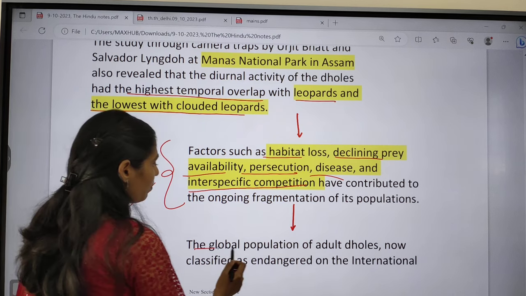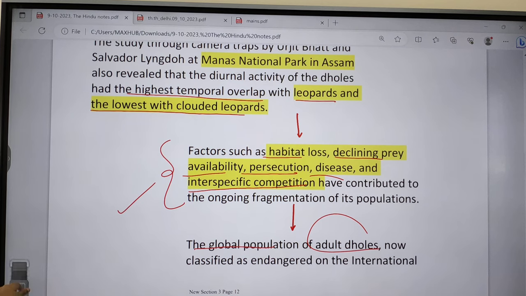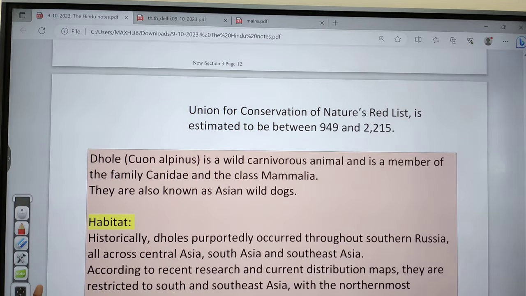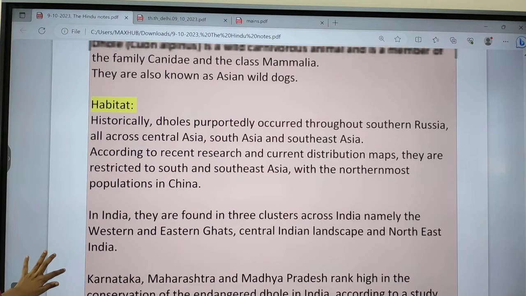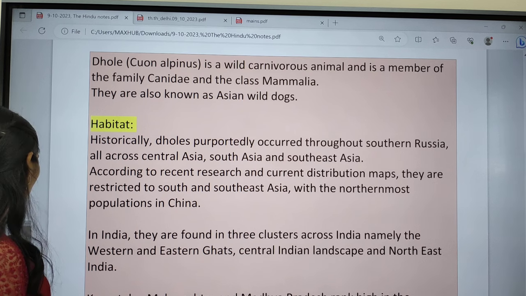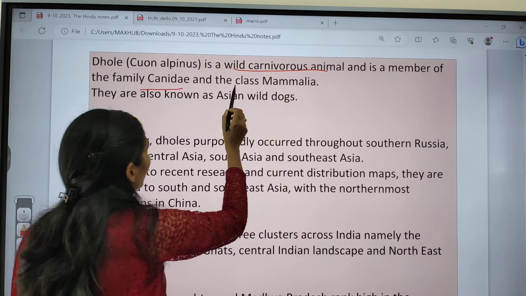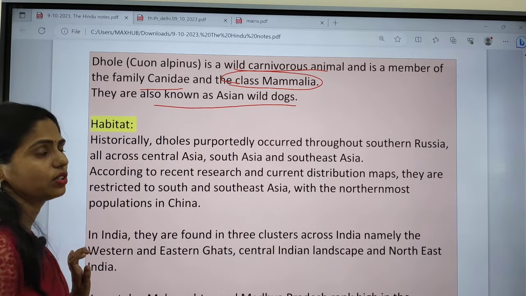And next is the global population of adult dholes. It is now classified as endangered in the IUCN Red List. And if you see, the number is decreasing day by day. The number is like 949 and 2215, as per the IUCN Red List. And if you see some facts regarding this animal, it is a wild carnivorous animal that belongs to the family Canidae and the class mammals, and they are also known as Asian wild dogs.